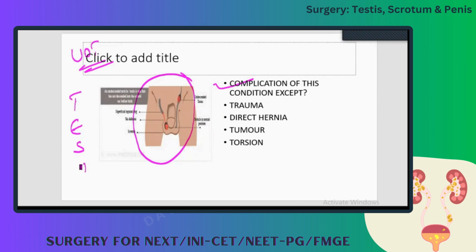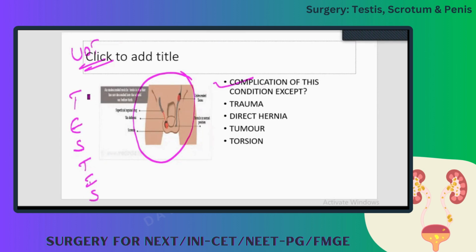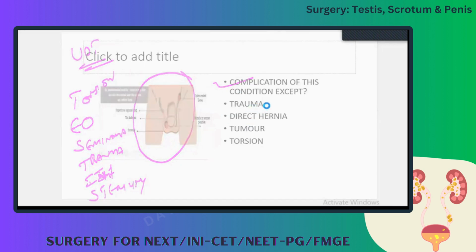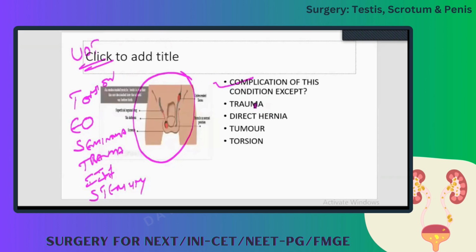For that there is a mnemonic I told you. Testis. T is? Torsion. One T is over. Another T is? Tumor, trauma. S is? Seminoma. Another S is? Sterility. E is? Epididymo-orchitis. I is? Indirect inguinal hernia. So direct hernia is not the correct option. Indirect hernia only will be there.